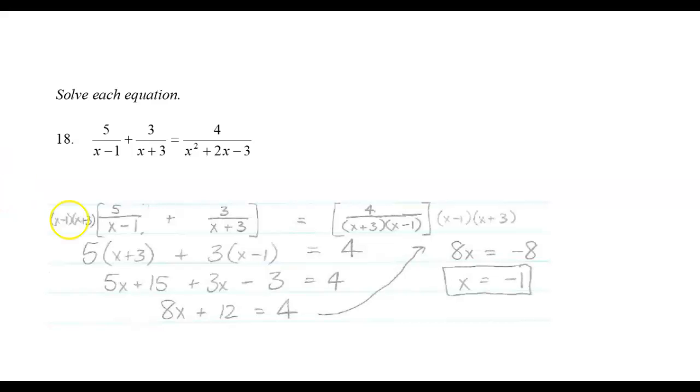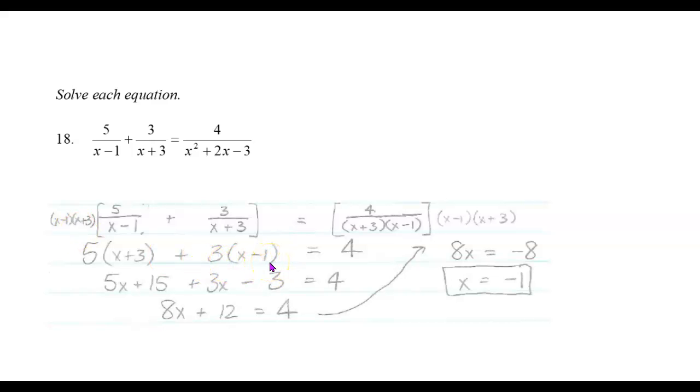So when you do that, the x minus 1 times the x plus 3 times the 5 over x minus 1, well, the x minus 1 over x minus 1 cancels and leaves you with just the 5 times the x plus 3. So no more fraction there. Plus, when you take your x minus 1 times your x plus 3 times your 3 over x plus 3, there the x plus 3 over x plus 3 cancels. And what you have left is the 3 times the x minus 1.